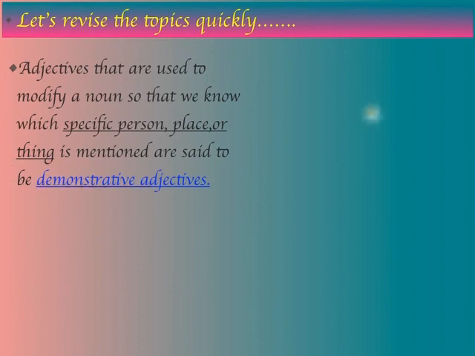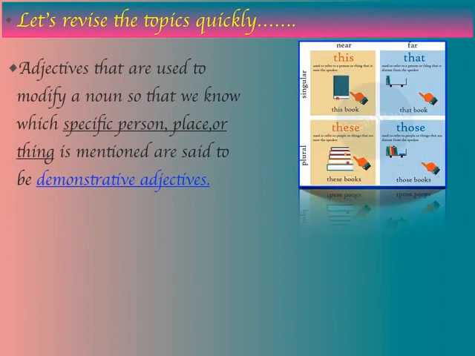Adjectives that are used to modify a noun so that we know which specific person, place or thing is mentioned are said to be demonstrative adjectives. The demonstrative adjectives are this, that, these and those. We use this to refer to a person or a thing which is singular in number and near the speaker. That means this book, as you can see in the image. We use that to refer to the person or a thing which is singular in number but it is at a distance from the speaker. That means it is far away from the speaker.